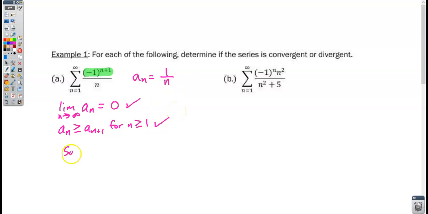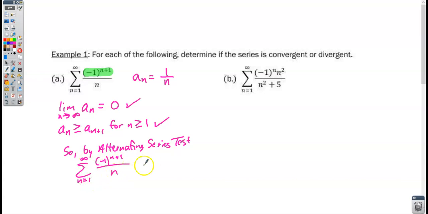Therefore, by the alternating series test, this alternating series converges. And we're done with our first example.